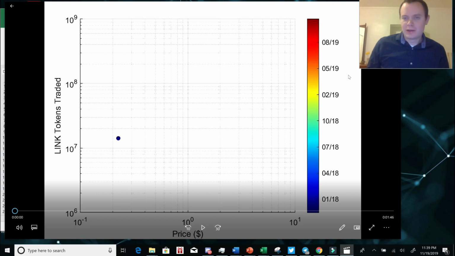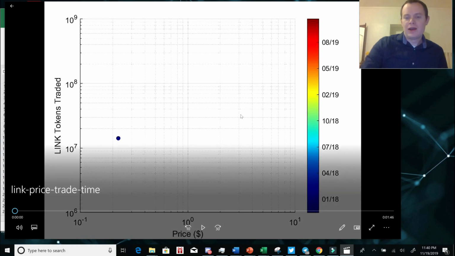So I actually did publish one of these graphs for Link a couple weeks ago, but it was slightly different. Last time I published this, I had the y-axis in terms of volume in US dollars, but of course, it makes more sense to show things in terms of the native token being traded. Obviously, there will be a very high correlation to the price, because as the price goes up, the volume is going to increase because it's directly related to the price. So here we're showing the number of Link tokens traded on exchanges versus price, and we have a color-coded time dimension.